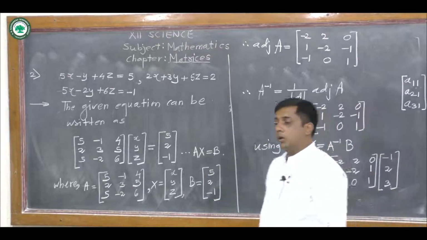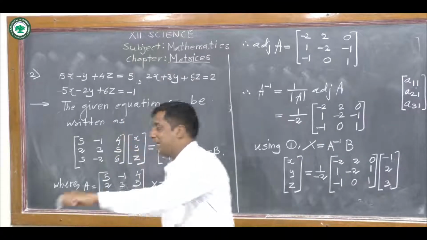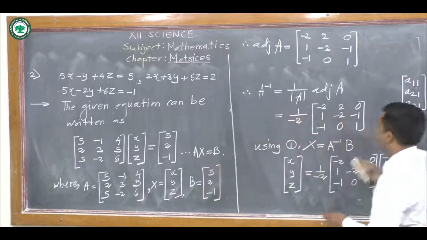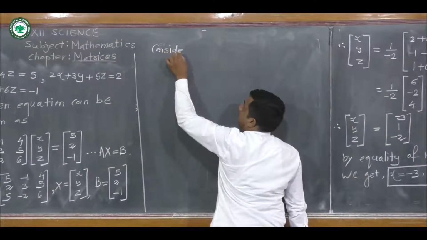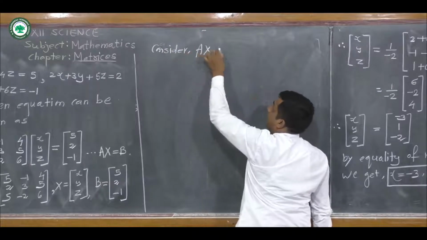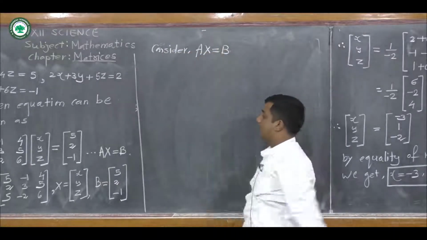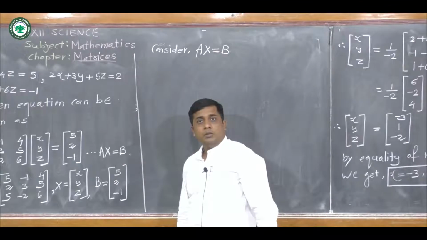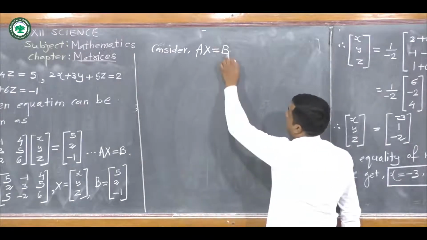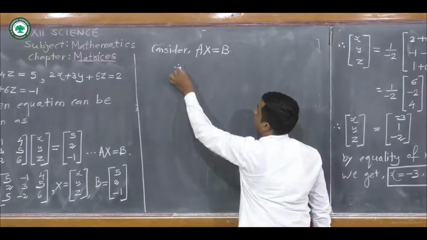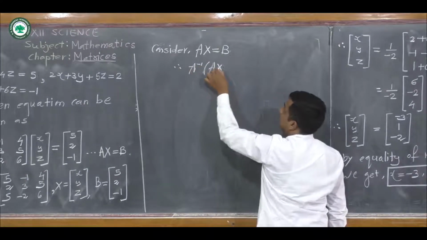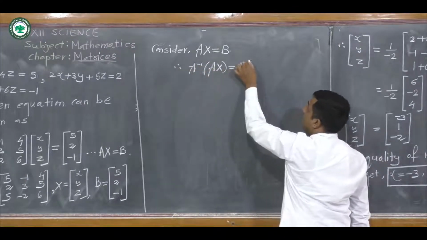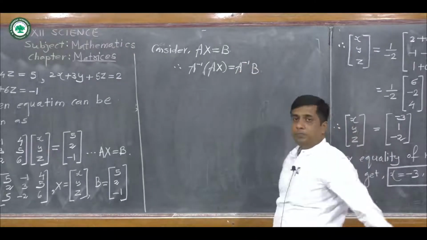Okay. Now, we consider this equation. We consider AX is equal to B. Okay, that is this equation. Pre-multiply the given equation by A inverse. So here A inverse into bracket AX is equal to A inverse B.